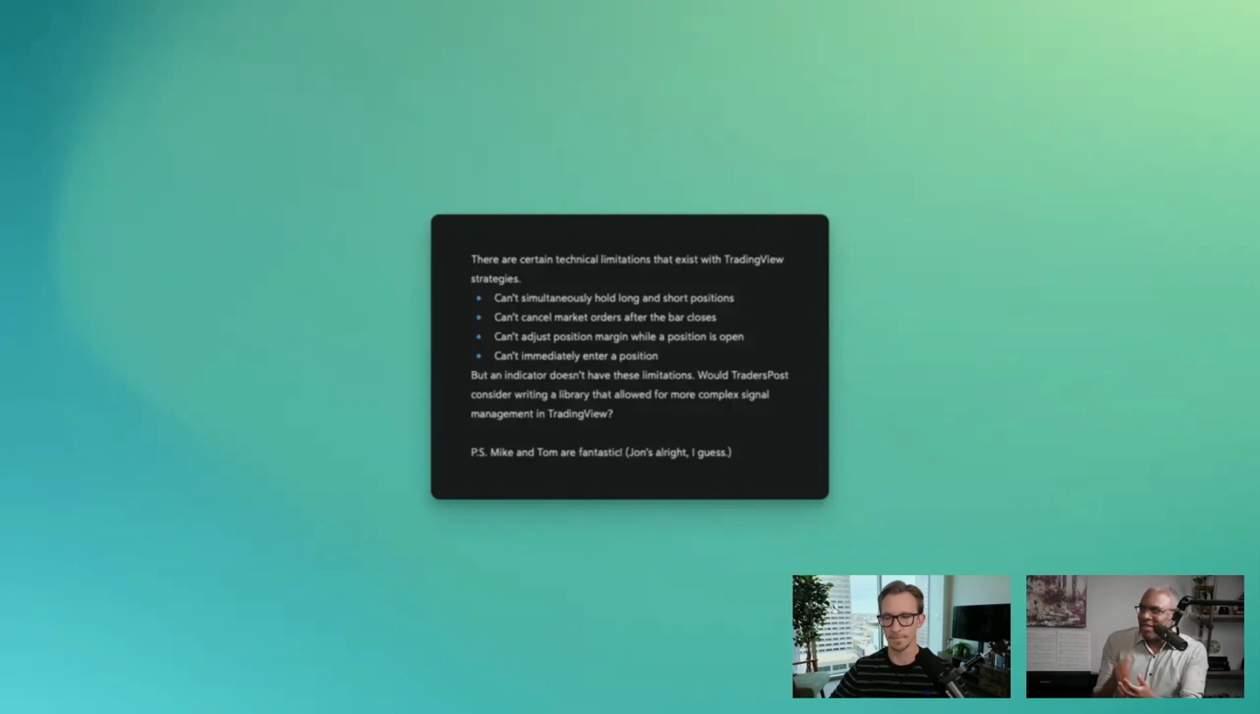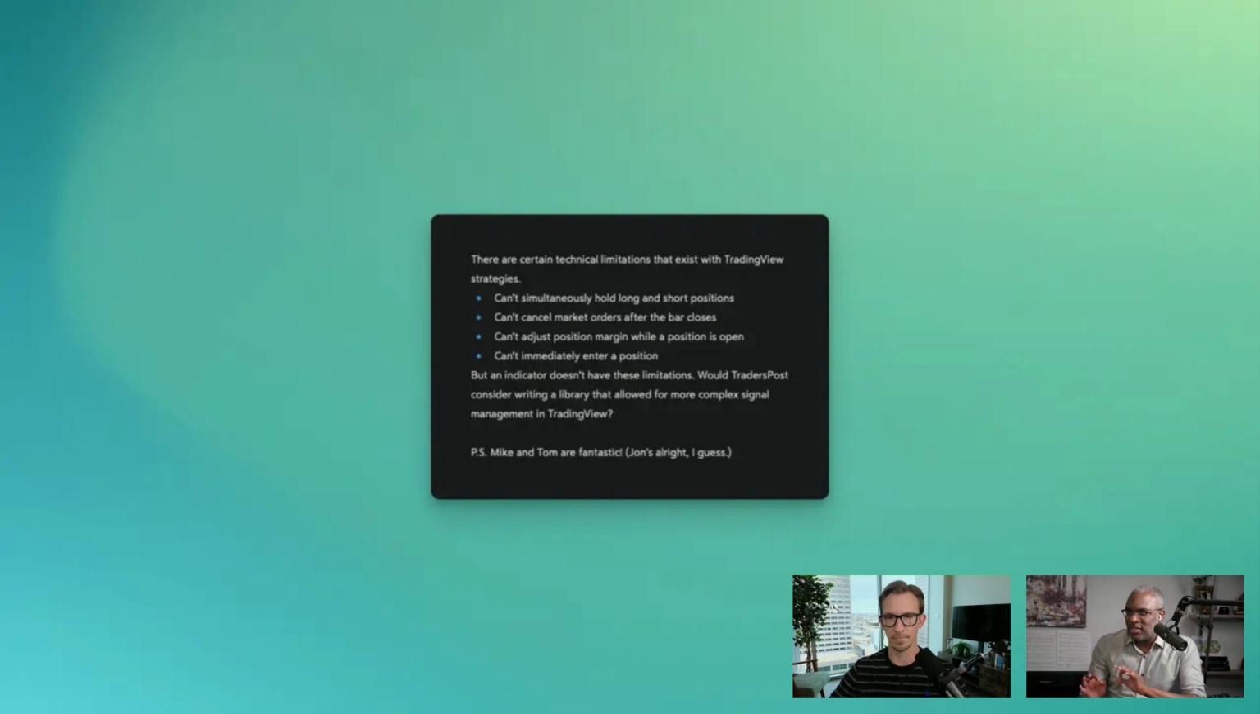There are certain technical limitations that exist with TradingView strategies. You can't simultaneously hold long and short positions. You can't cancel market orders after the bar closes. You can't adjust position margin while a position is open. You can't immediately enter a position, although you can close a position immediately. But an indicator doesn't have these limitations.